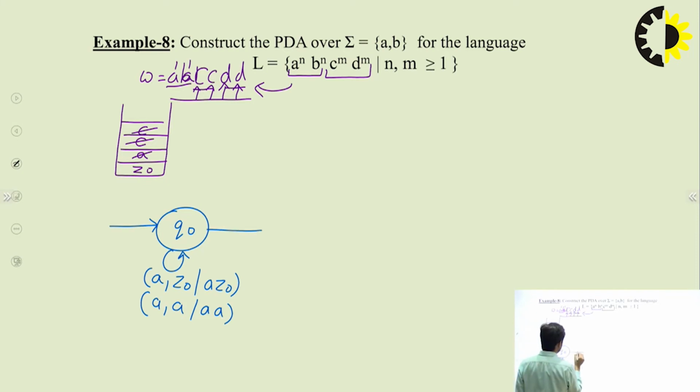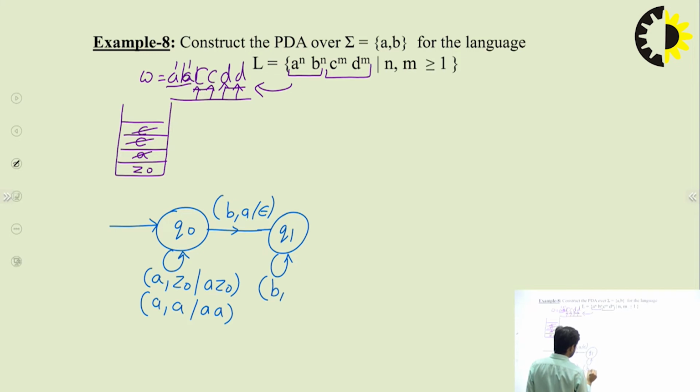Now the input is B, the top of the stack is A, we pop A. Okay, and we keep on popping A corresponding to input B. The input is B, the top of the stack is A, keep on popping A. Now all A and B will be over.